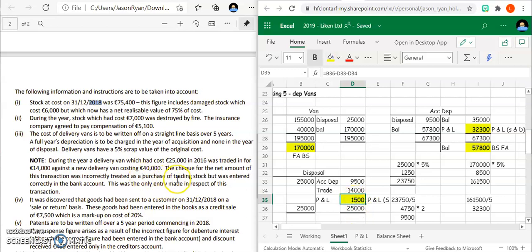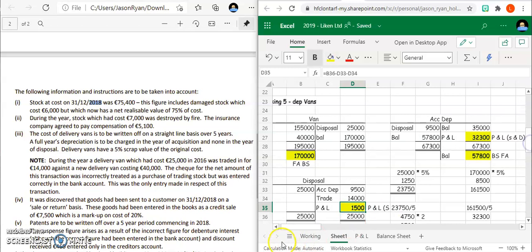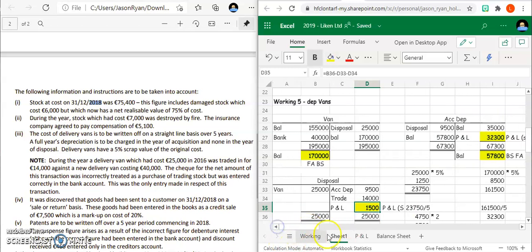And the last part then is the purchase of the car. We put it into purchases, so we need to take that out of purchases. So the trading value was 14,000. It cost us 40,000. So the cheque that we paid for it was 26,000. So we need to reduce our purchases by 26,000, and we have a working for purchases.